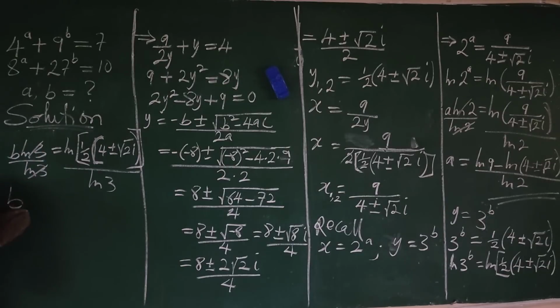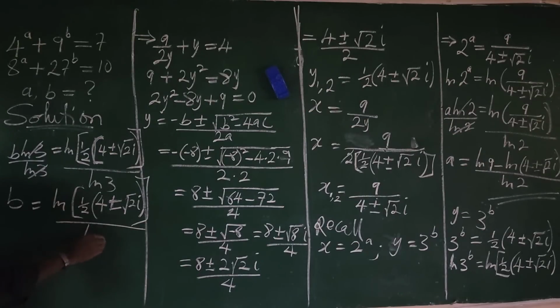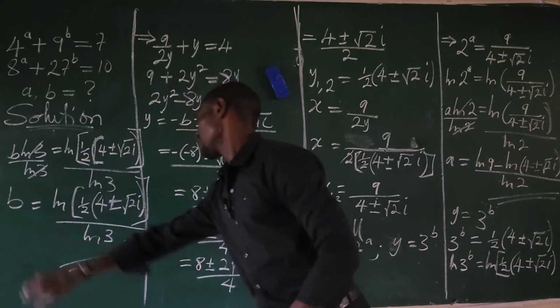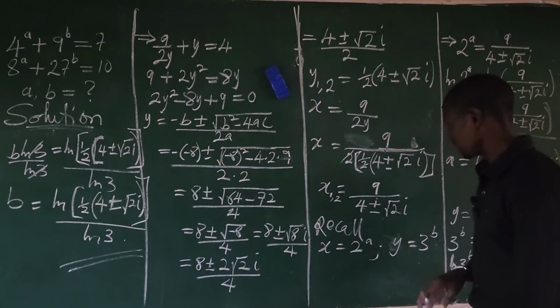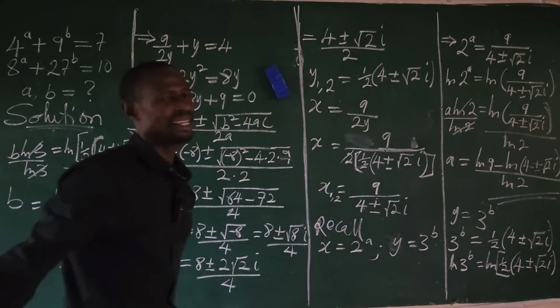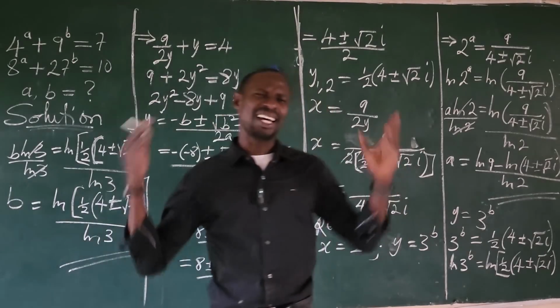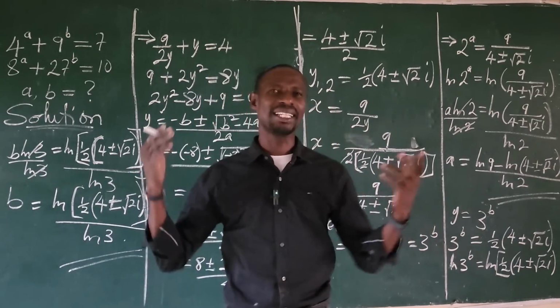This leaves us with b equal to the ln of square bracket 1 all over 2 into 4 plus minus the square root of 2 iota close bracket, all over ln of 3. So this is our b. This is the value for b and this is the value for our a. Although tough, at least we got to the roots, to the final answer.